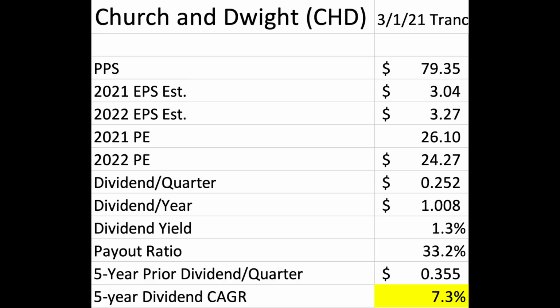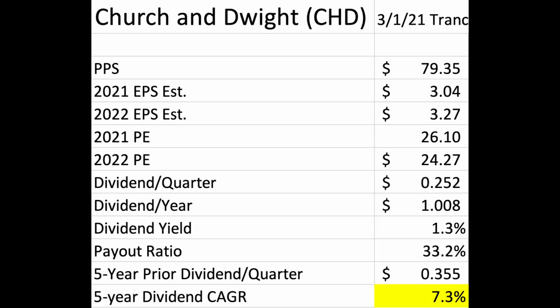I need to deploy more money in dividends. And so I bought some Church and Dwight on March 1st. You can see it on the screen, the March 1st tranche. This one wasn't the best value, but I do like that the price per share is trending down. And as it notches down a few dollars here and there, I keep buying and buying and buying. And so I hope it notches down a lot more.